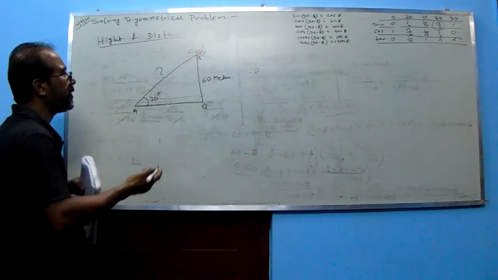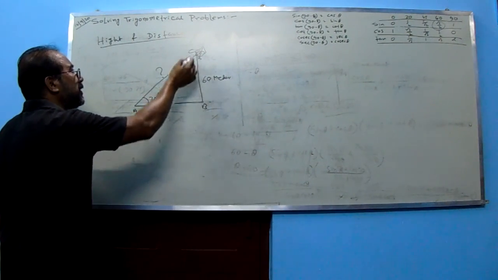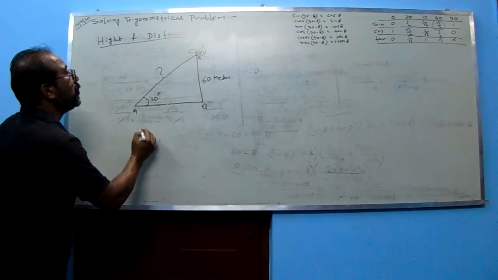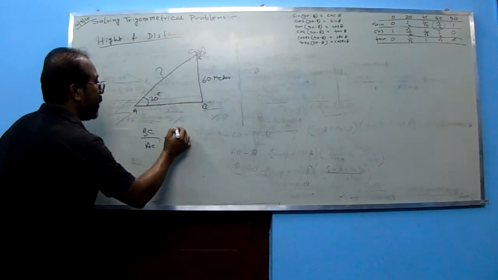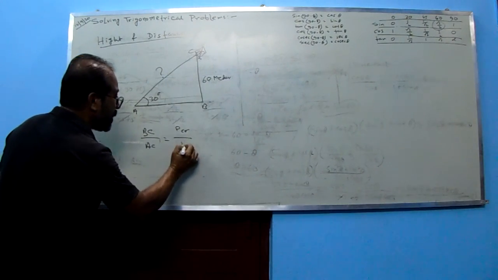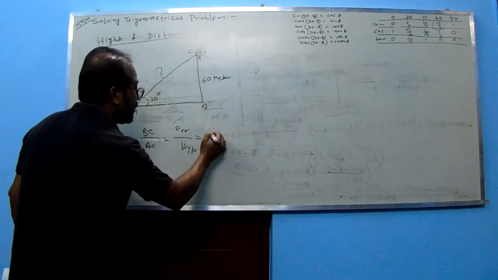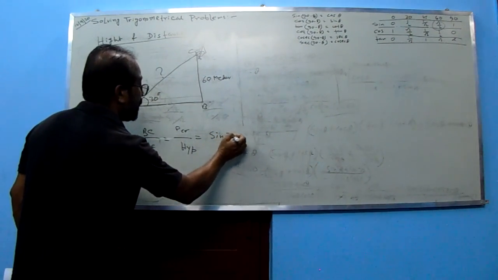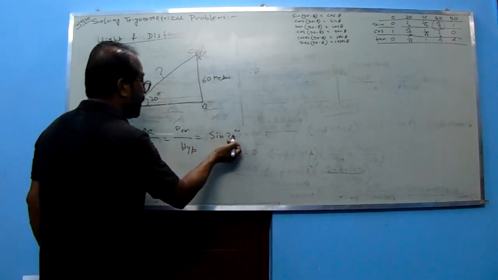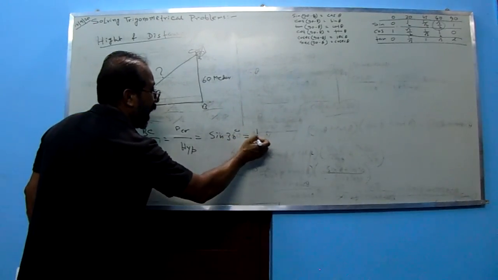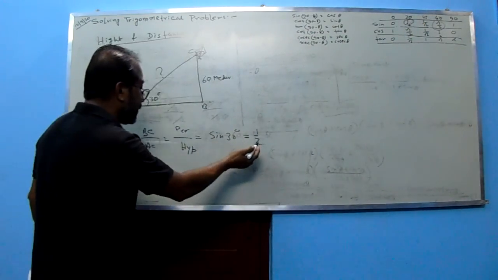It is very easy, because this is to be taken as the perpendicular and this as the hypotenuse. So if I write BC by AC, that means perpendicular by hypotenuse. Perpendicular by hypotenuse means what? It is sine 30 degrees. And sine 30 is half.